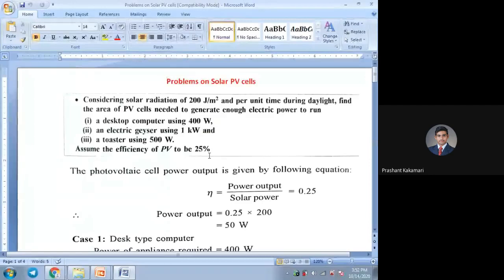What is given here? The solar radiation available per meter square area. Per unit area they have given 200 joules. Out of this total energy available from the sun, the efficiency of the PV cell is only 25%. From this one can find the power available from one cell. Then we can find for 400 watts what number of cells is required, for 1 kilowatt how many cells, and for 500 watts how many cells.